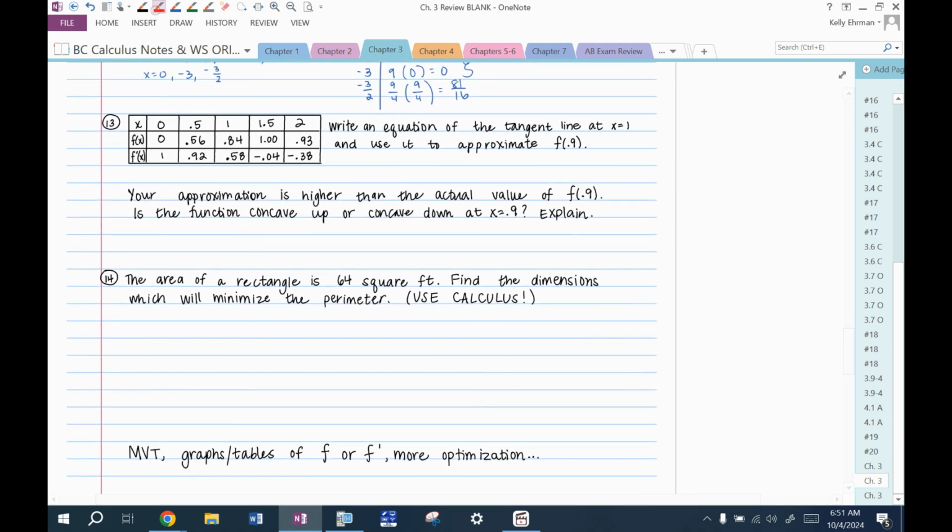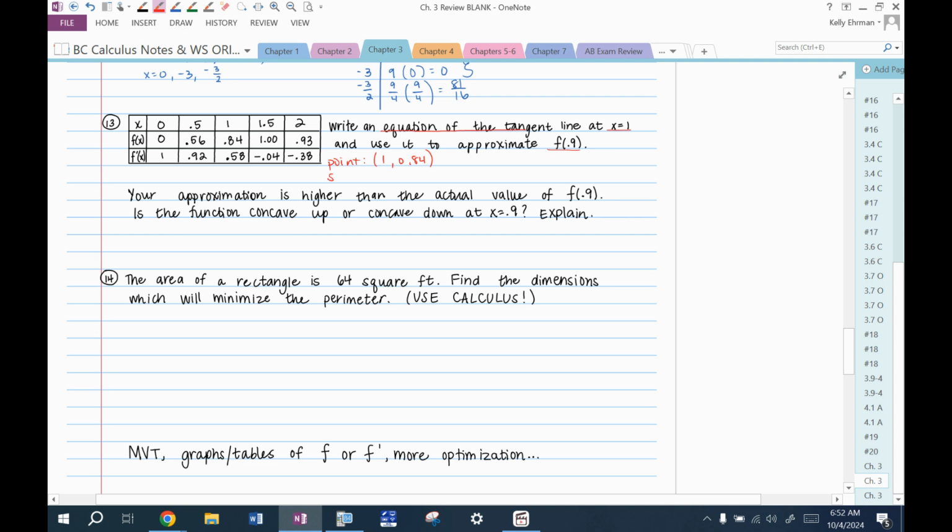All right, what about number 13? Write the equation of the tangent line at x equals 1 and use it to approximate f of 0.9. So what do we need to write a tangent line? We need a point. So they tell me that x equals 1. What does f of x equal? So when you have the input of 1, you get an output of 0.84.